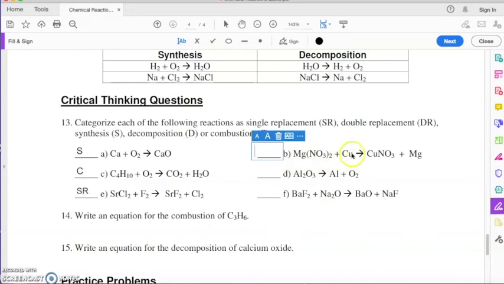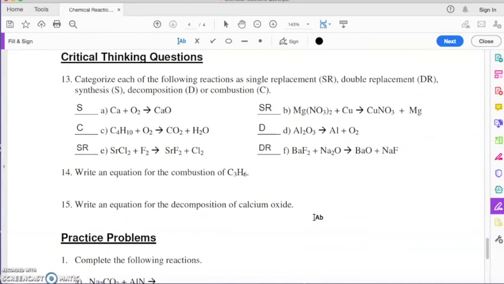Here we have another replacement reaction. A compound and an element makes a new compound and a new element. Again, since there's an element involved, it is a single replacement. Here we have a single reactant, which makes it a decomposition. And then the last one, we have compound, compound, compound, compound. So all compounds, which makes this a double replacement. And that's how you can differentiate between the two. Equation for the combustion of C3H6. Do it now.